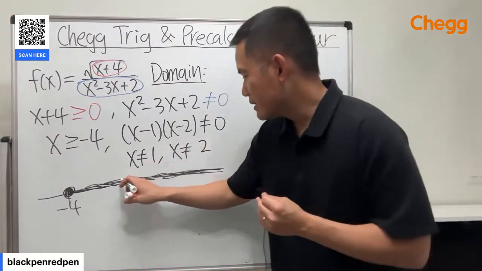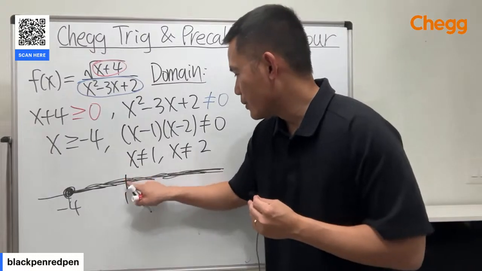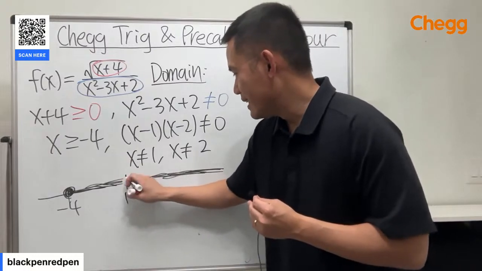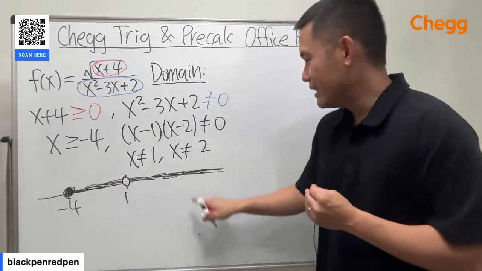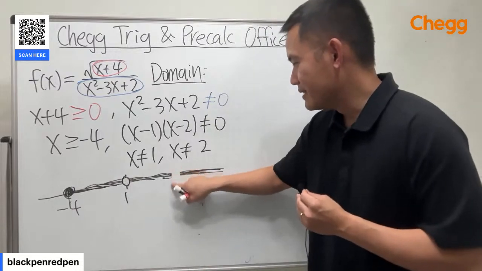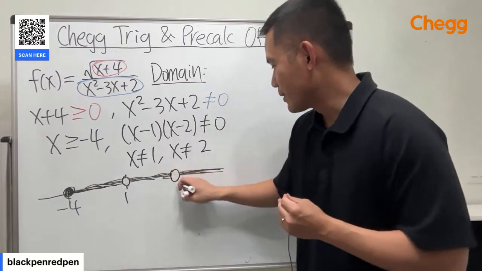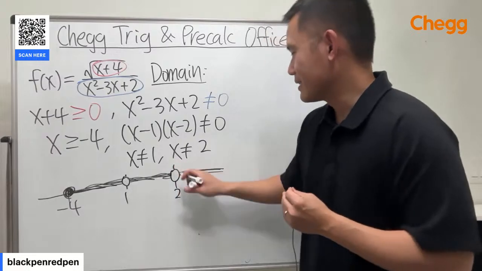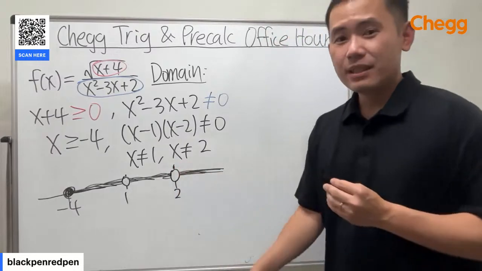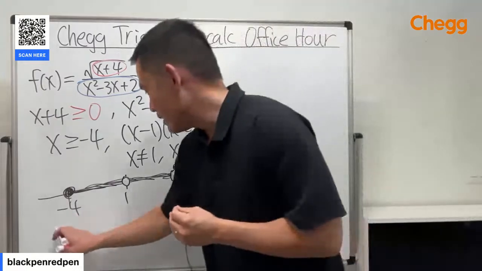Now, x cannot be 1, x cannot be 2. So let's say 1 is right here. You're going to erase it and then put an open circle instead. And then let's say 2 is right here, something like that. And then an open circle at 2 like that. Okay? So that will be the domain.